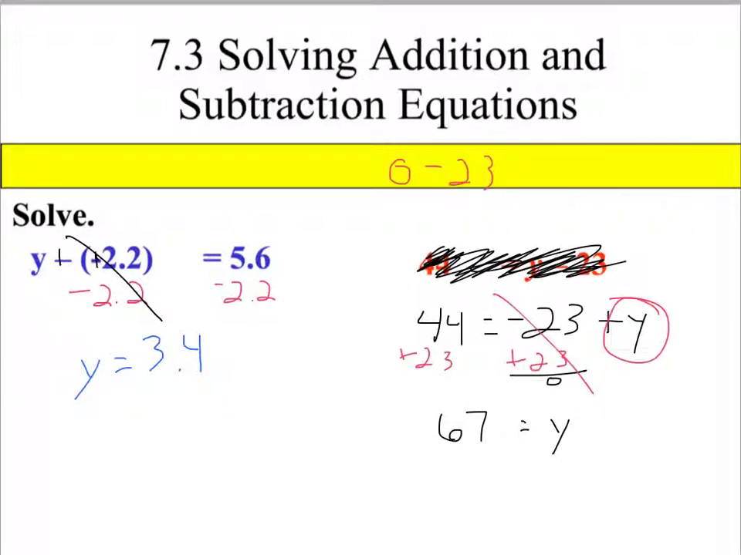Okay, again, be careful to your steps. Make sure they are the correct ones. Inverse operations is what we are using.